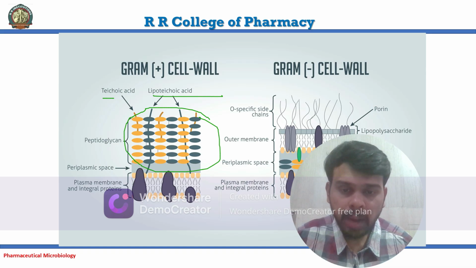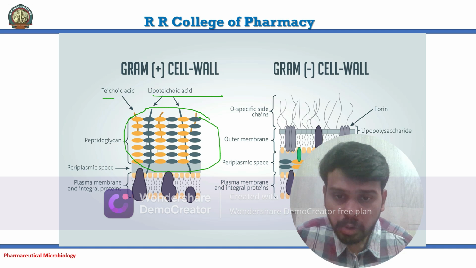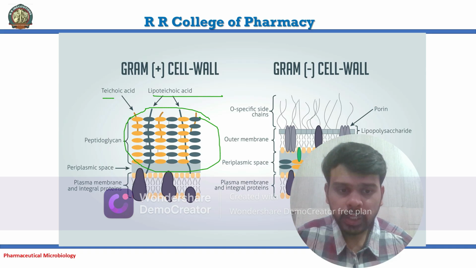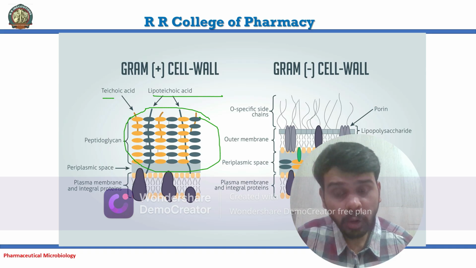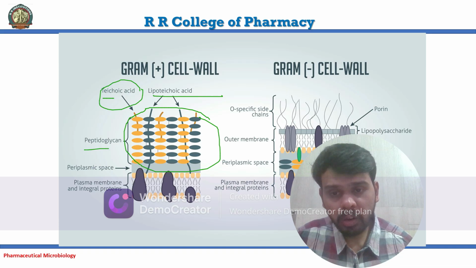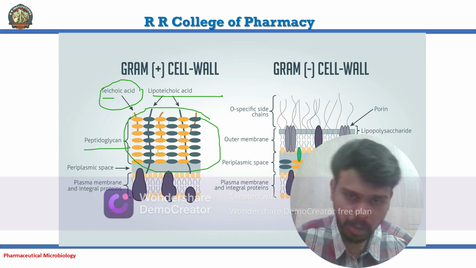In the next step, students, we'll be adding the alcohol. Due to its rigid pores, as you can see in this diagram, whatever alcohol you add will not get through. In the next step, you are going to add the safranin. It doesn't allow that either. Why? Periplasmic space is also present, and plasma membrane integral protease is present, and teichoic acid is very rigid. It supports the peptidoglycan layer in such a way that it doesn't have any pore space to pass.